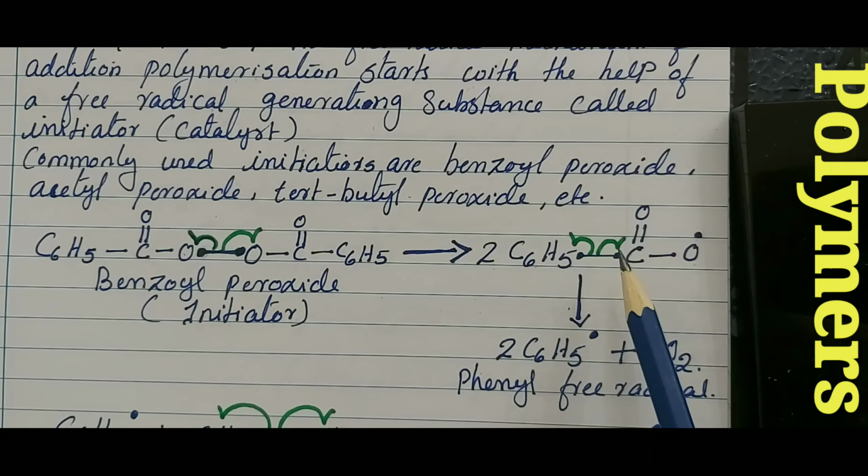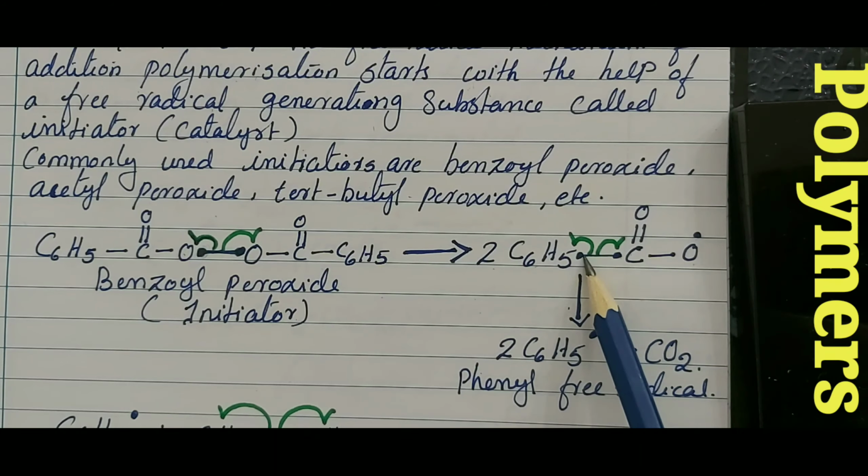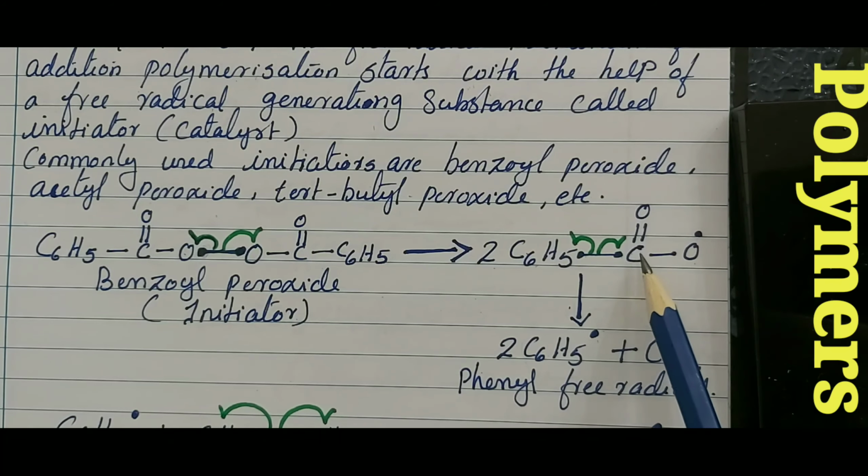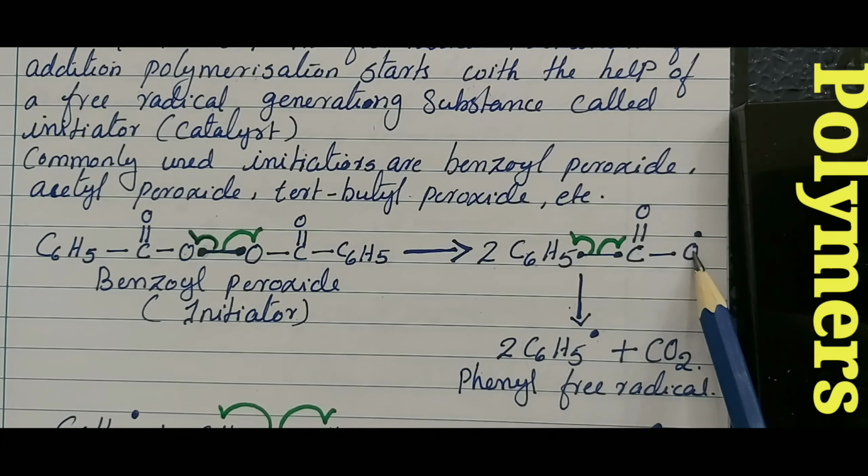Now you see the bond cleavage is not going to stop here. Again, this bond will break homolytically. This electron will go to this carbon and this electron will go to this carbon. So you will get 2 C6H5 with an electron. This is called phenyl free radical, and you will get carbon dioxide. How do you get carbon dioxide? Carbon dioxide means C double bond O double bond O.